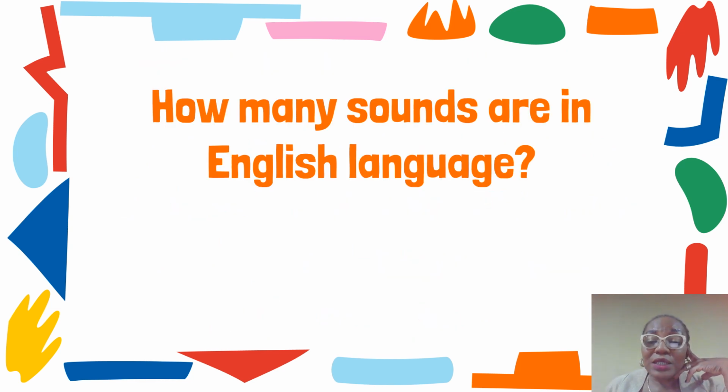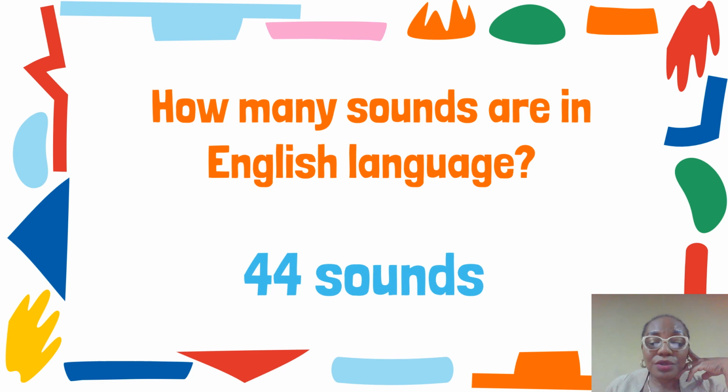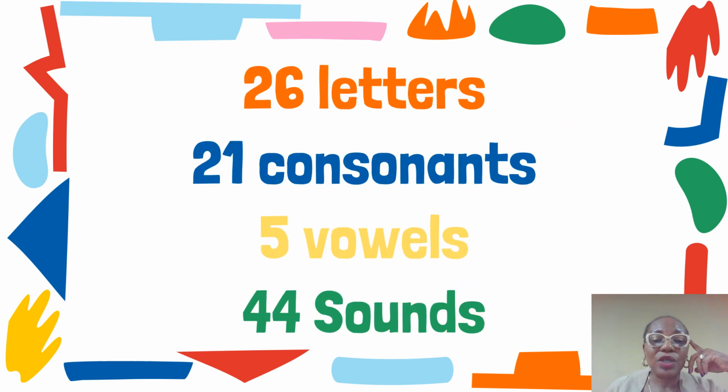So altogether, how many sounds are in English language? You're right if you say 44. Some experts say 42, some say 46. It depends on what you're adding or what you're not adding, but the standard convention is 44 sounds. And this is how it is made up of 26 letters, 21 consonants, 5 vowels, and 44 sounds.